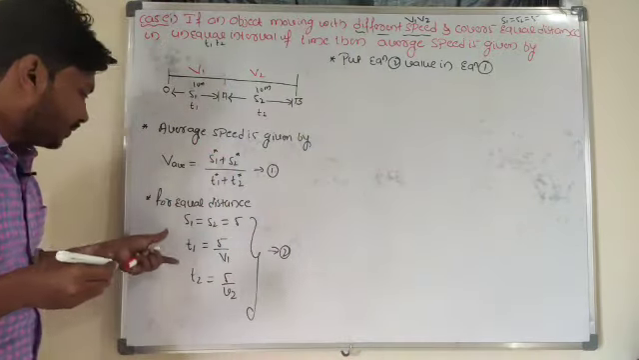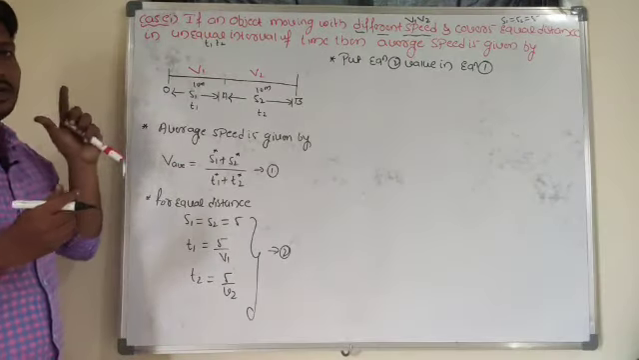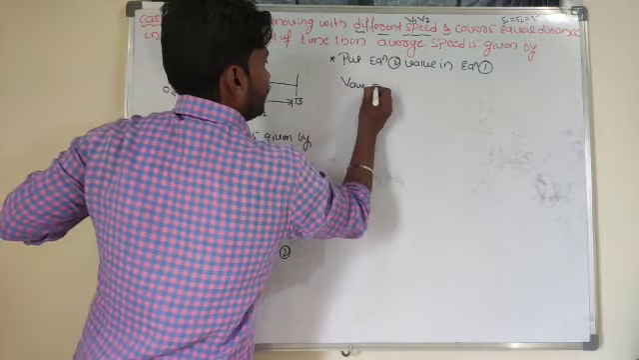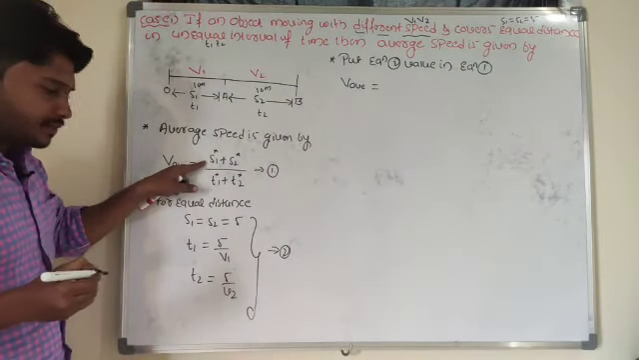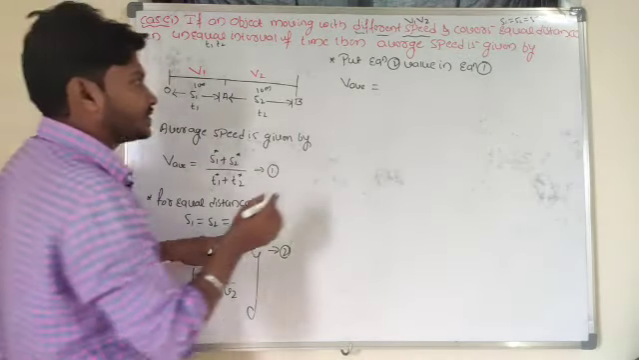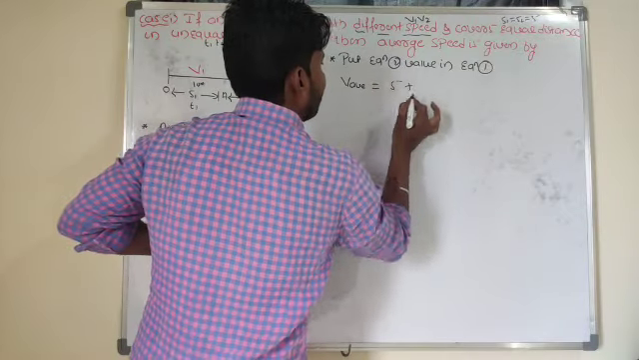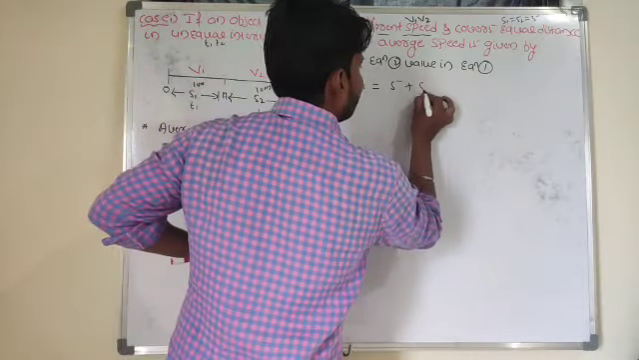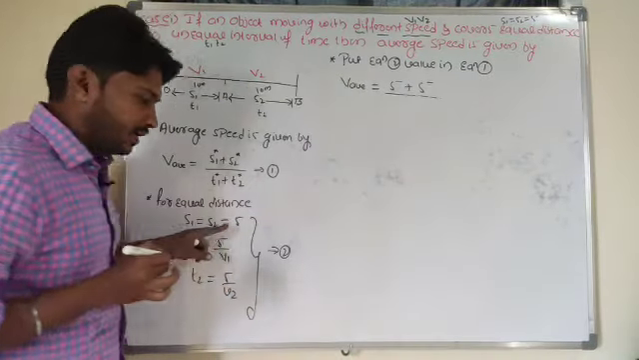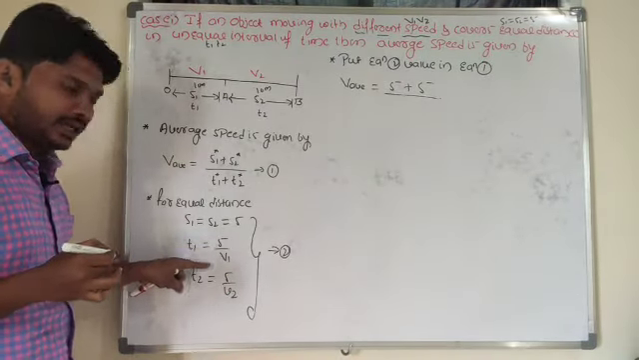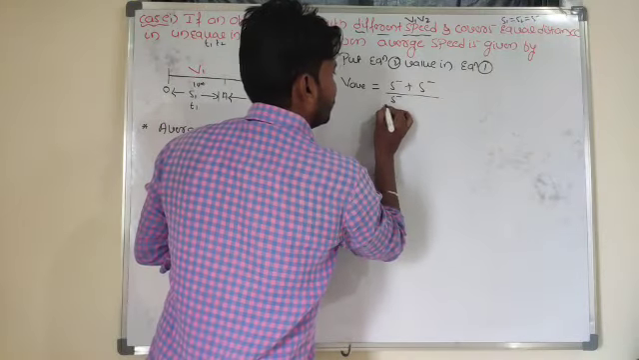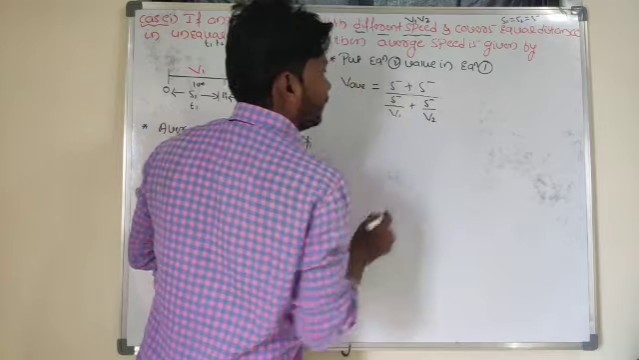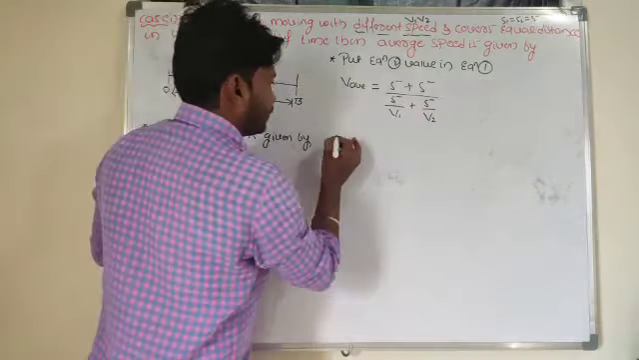So now I will substitute the equation 2 values in equation 1. So V average is equal to what? V average is equal to S1, which is nothing but S only. So I will take S plus, S2 is also equal to S only, S plus S, divided by T1, which means S by V1, and T2, which means S by V2 here. So I will simplify this equation.